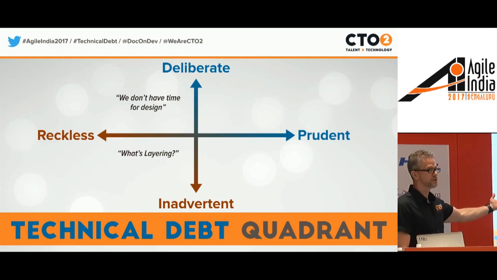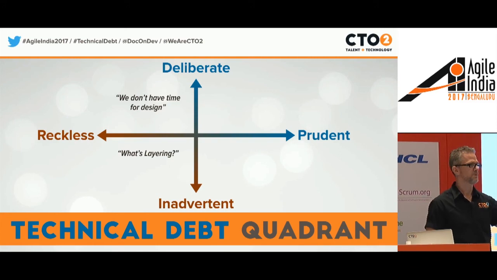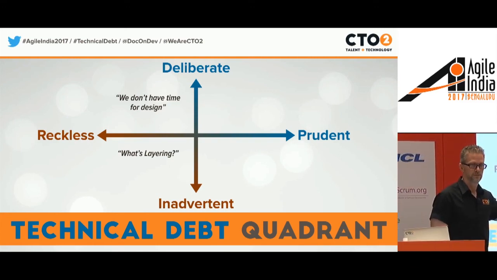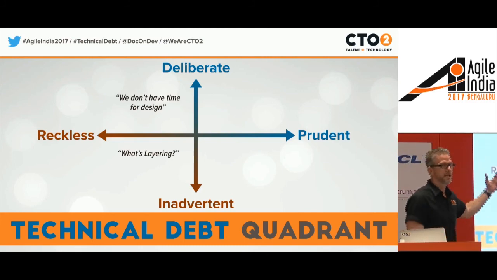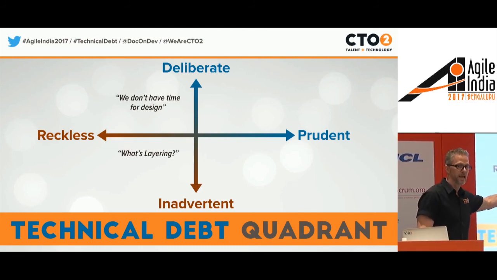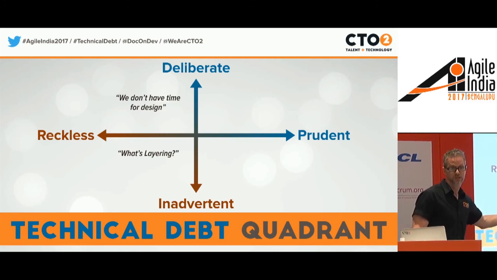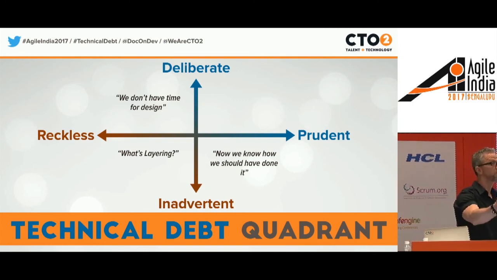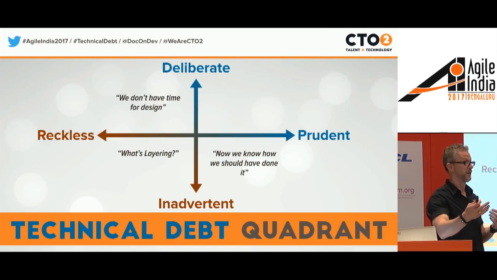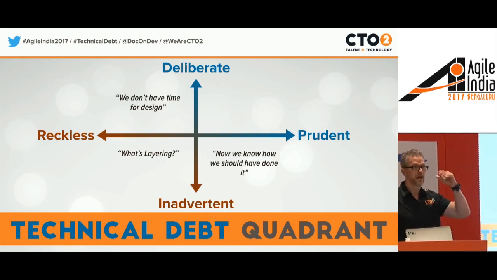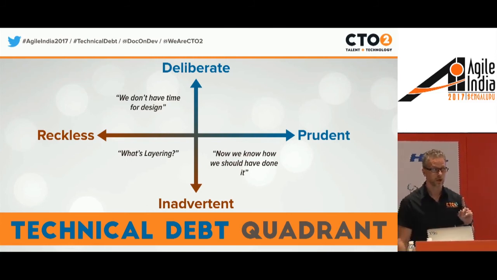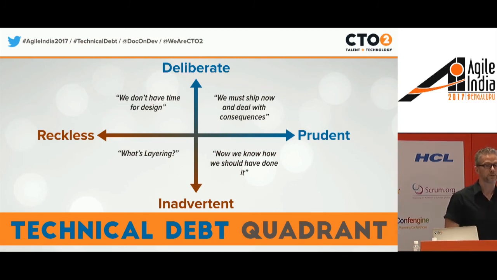Prudent and inadvertent, and this one I had a hard time with in the beginning because it seemed strange to me that you could accidentally behave well. But that's not actually what he means. You are not inadvertently acting prudent. You are prudently acting, and you learn something as a result that you didn't expect. So now we know how we should have done it. We built it well from a technical perspective. We put it out there. The market didn't respond to it the way that we had hoped. We learned something from that. Now we can make the change. And the last one, prudent and deliberate, by Martin's articulation, is we must ship now and deal with consequences.